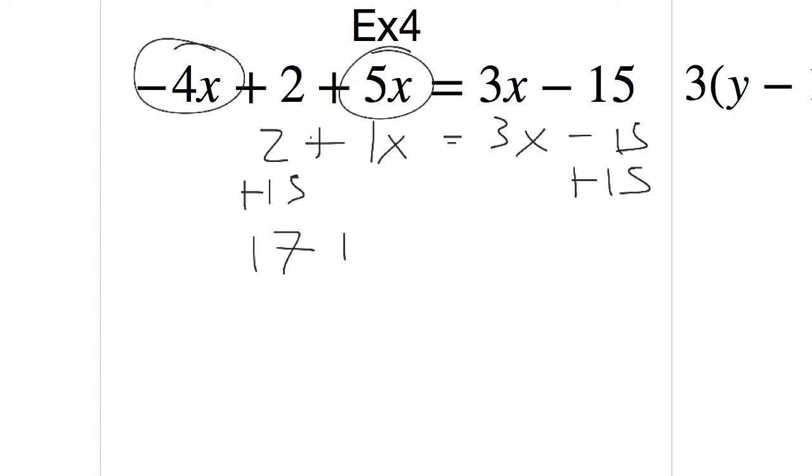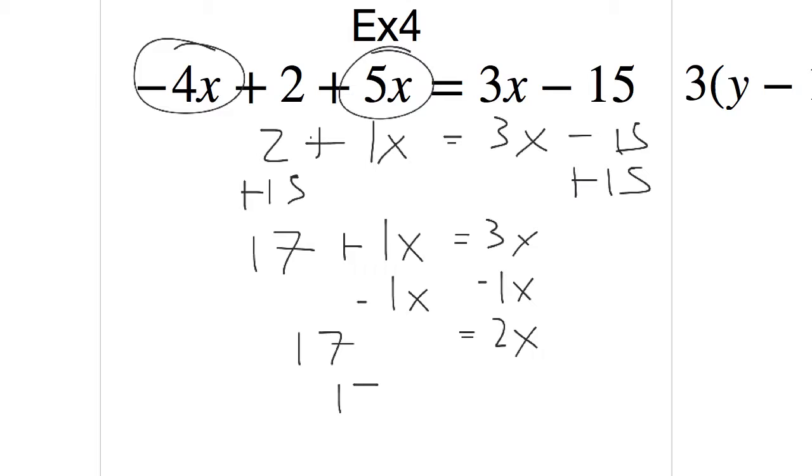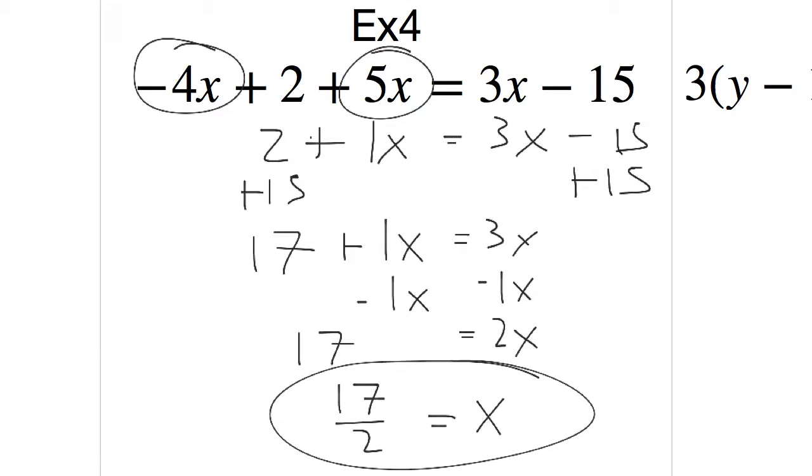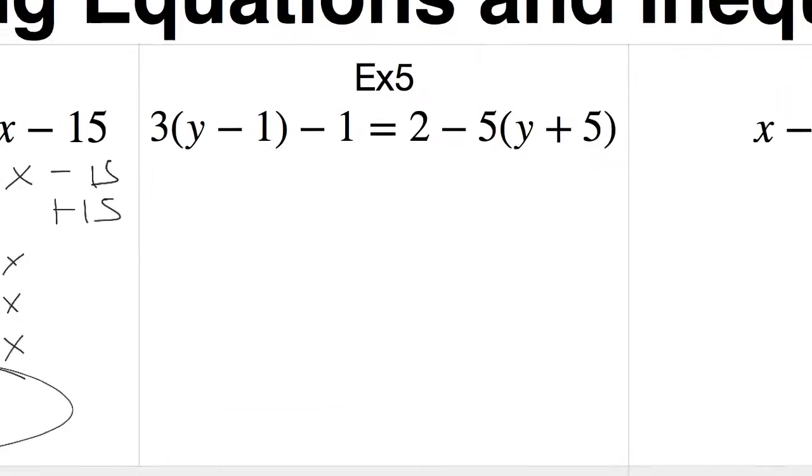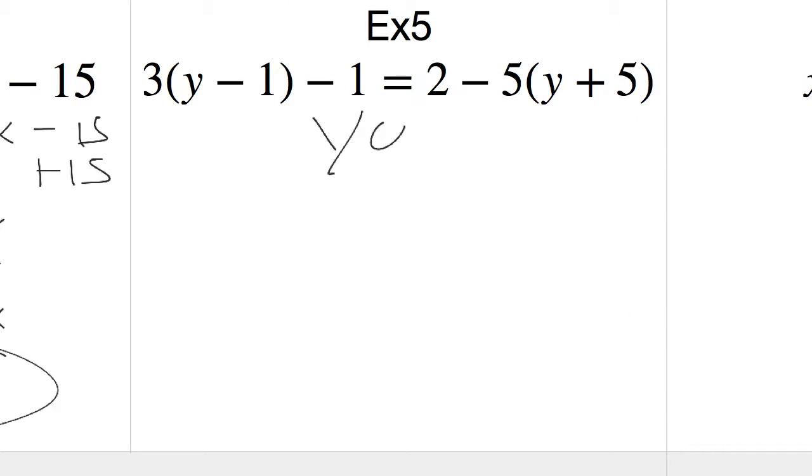17 plus 1x is equal to 3x. Subtracting 1x from both sides, we get 17 is equal to 2x, and dividing both sides by 2, we get 17 over 2 is equal to x. Don't fear the fraction. Here we go. I think you can do this problem. Pause it right now and tell me what you get.